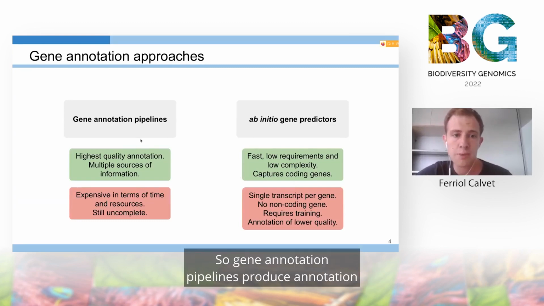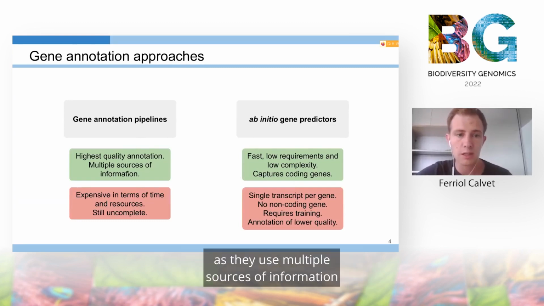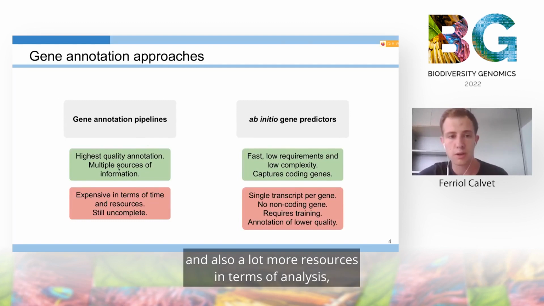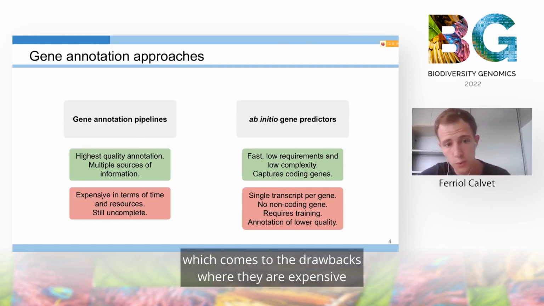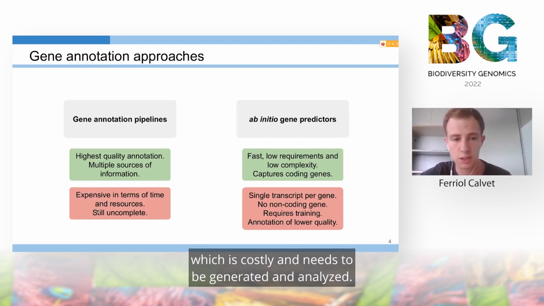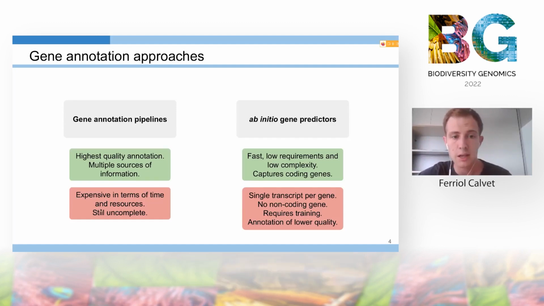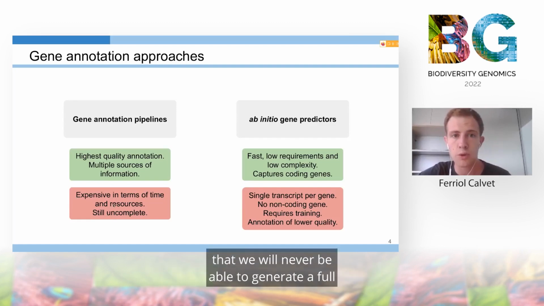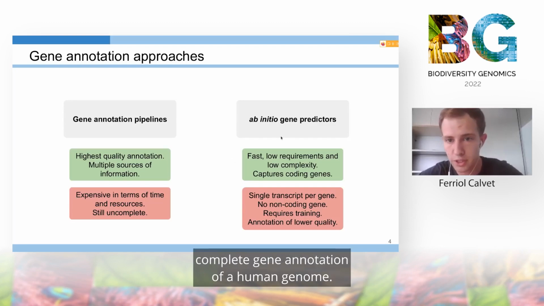So gene annotation pipelines produce annotation of a higher quality as they use multiple sources of information and also a lot more resources in terms of analysis, which comes to the drawbacks, where they are expensive in terms of time and resources because they usually need experimental data, which is costly and needs to be generated and analyzed. And still it is incomplete because we know that we will never be able to generate a full complete gene annotation of a given genome.